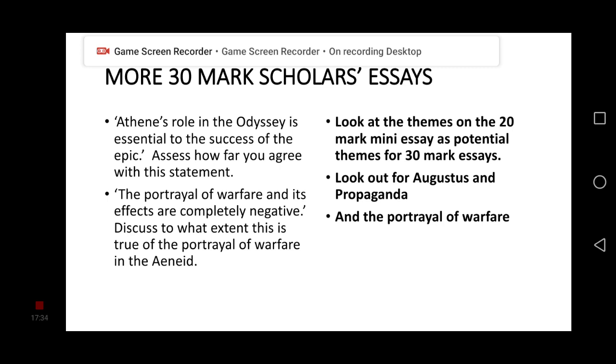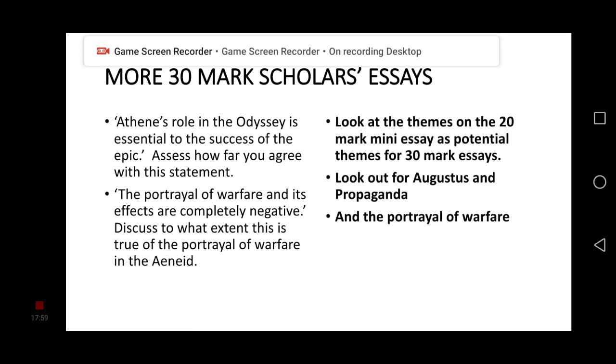The portrayal of warfare and its effects were completely negative. So when we get to that point in the Aeneid, we'll look at warfare and we'll look at any positives as well, opportunity to show bravery and glory. So look at the themes on the 20 mark mini essays as potential themes for 30 mark essays. So expand 20 mark essays using scholars' comments. They can be used for both 20 and 30.